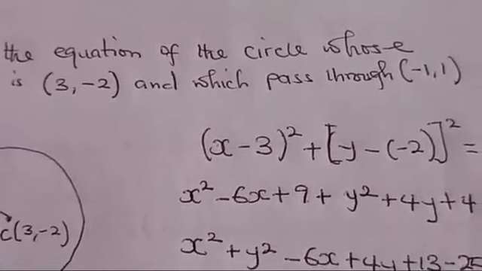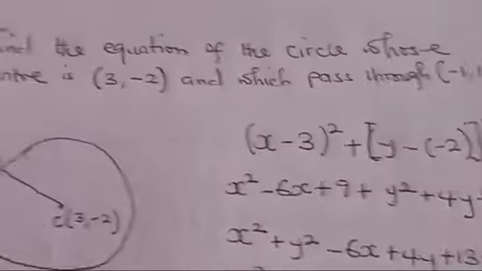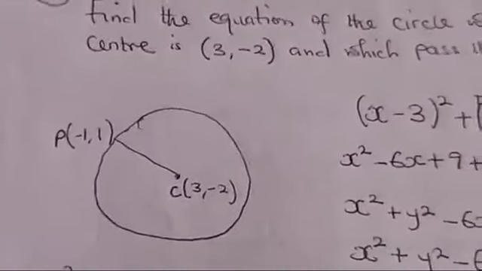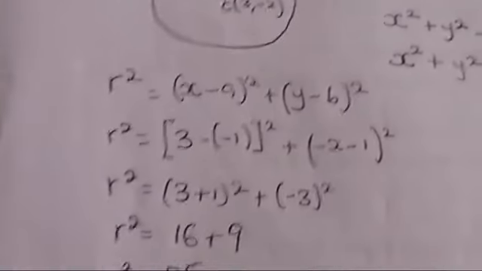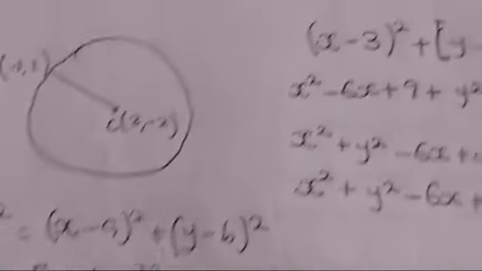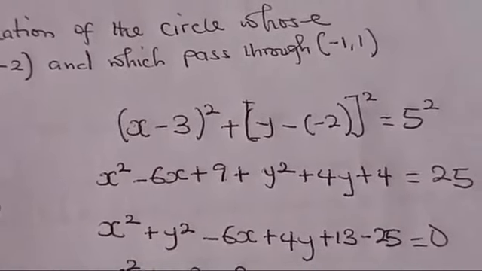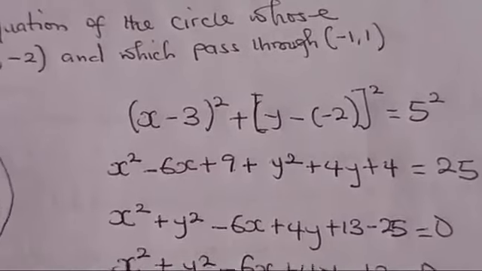So for this particular question, we've seen that when the radius is not given to you, you work with the center of that circle first of all to get your radius, and thereafter substitute the radius into the formula x minus a squared plus y minus b squared equal to r squared.